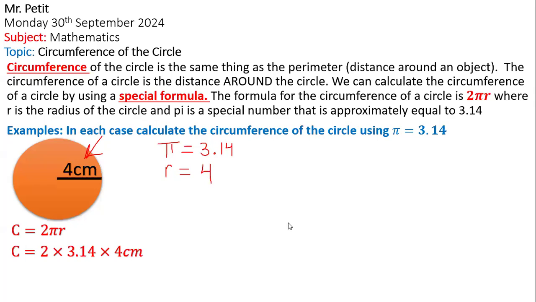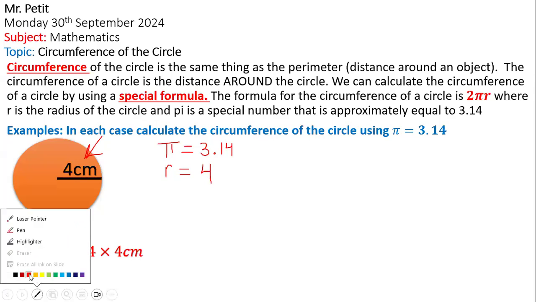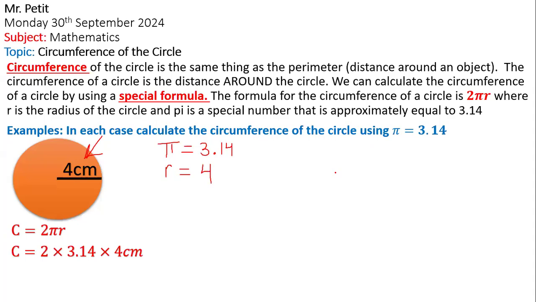3.14. And what is 4? 4 is the radius, right? Okay, so let's multiply. What do we have to multiply? 2 times 3.14. So let's multiply that. So we have 2 times 3. So we have 3.14.